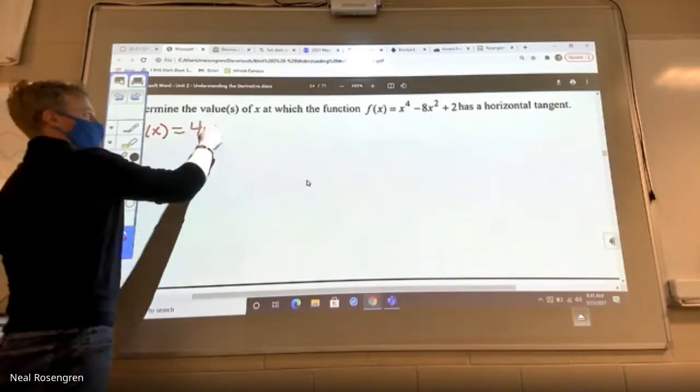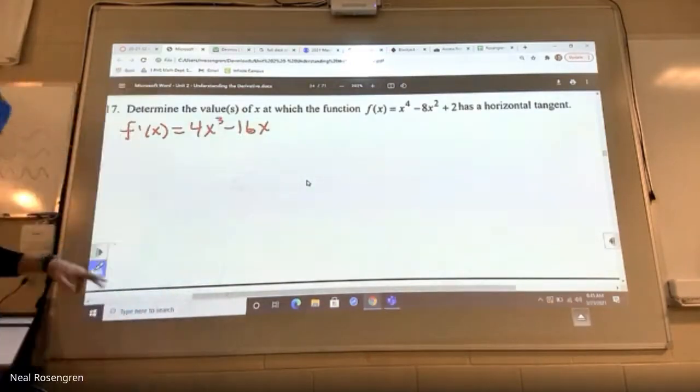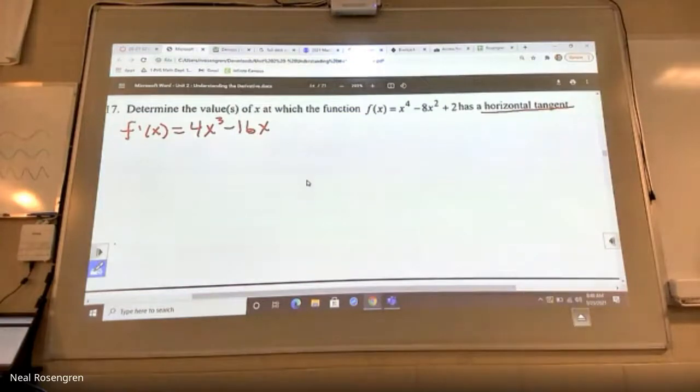There you go. 4x cubed minus 16x. Sweet. Okay, so there's our first step always. When they ask us to find that horizontal tangent or anything related to that idea, let's always start with the derivative, but now what?